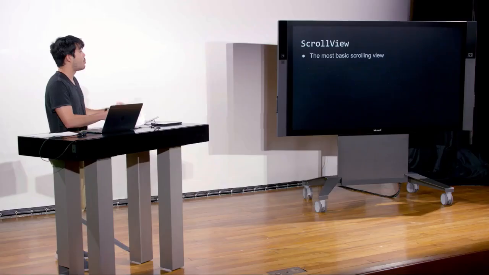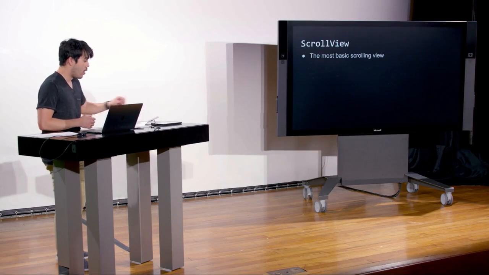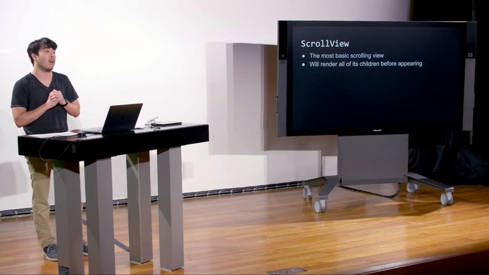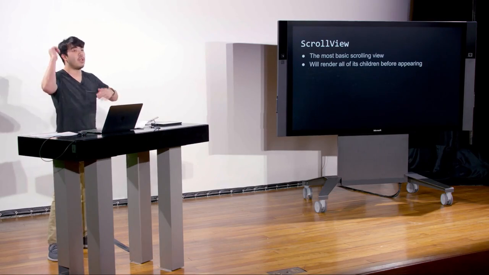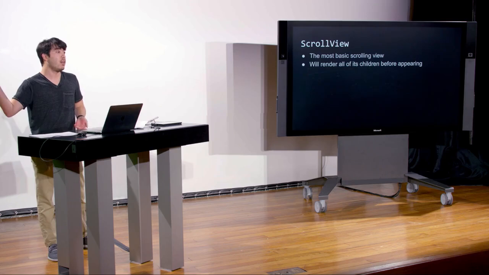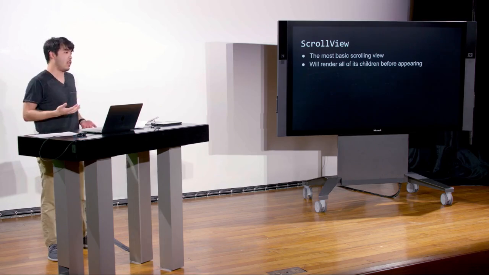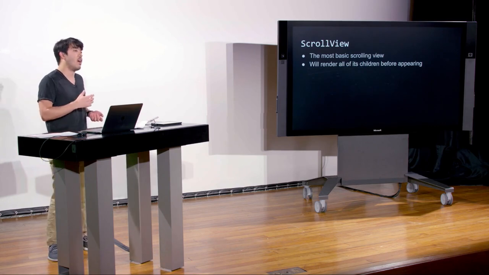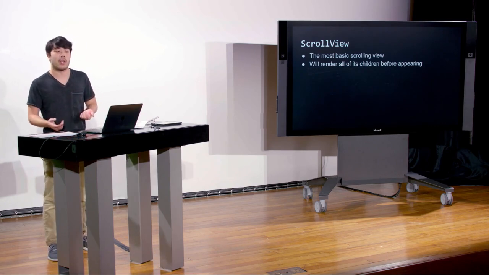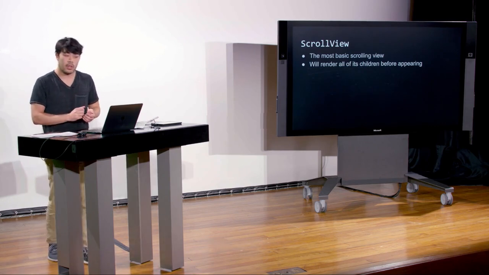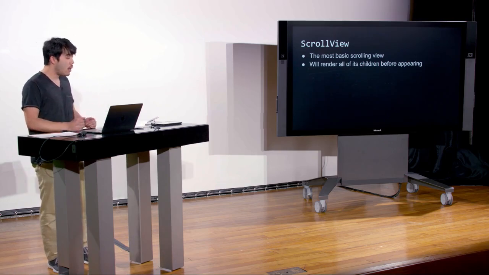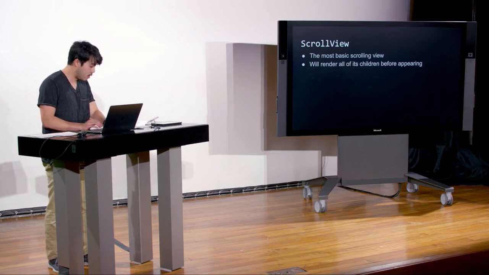This is the most basic scrolling view. It will actually render all of its children before appearing. Imagine you have a view that has a bunch of children in it. If it overflows the page, unfortunately, you can't see the content that's beyond the window, because unlike in web, mobile apps don't allow you to scroll down. But with the scroll view, it will actually do that. It'll render all of its children and then allow you to scroll back and forth. Let's dive into how that is actually used.